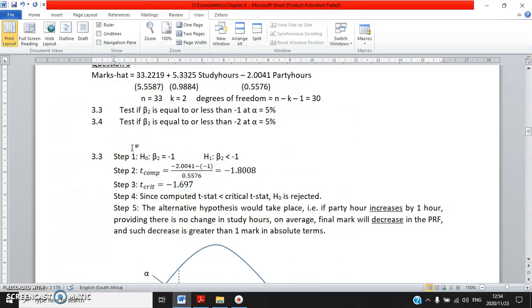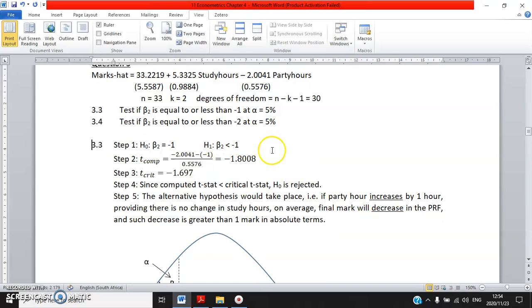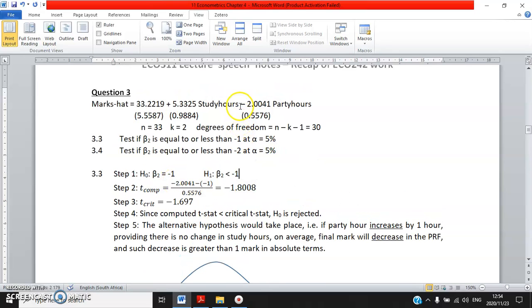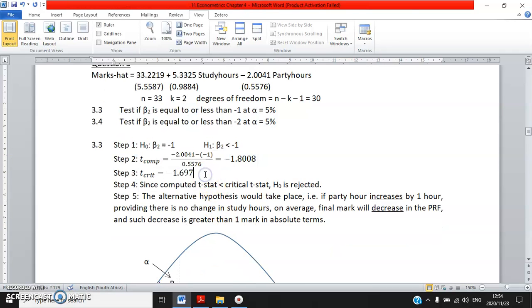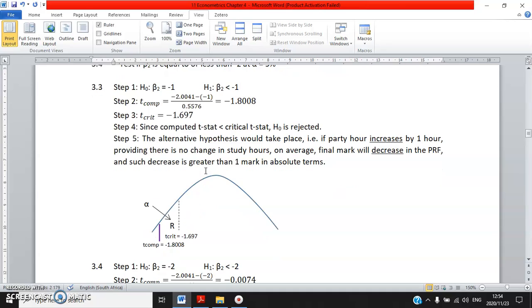But let's go back to the full answers. First step, you should be fine. Second step, you just have to be careful with the substitution. B2 hat, which is minus 2.0041, minus the hypothesized B2 value, so minus 1 in brackets, divided by the standard error of B2 hat. Then you have minus 1.8008 as your computed t-stat. Critical t-stat, as explained earlier, minus 1.697. And then this is the graphical sketch. Remember, this is a one-sided left-tail test.